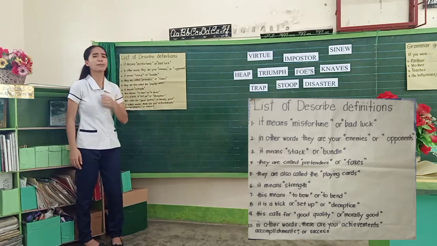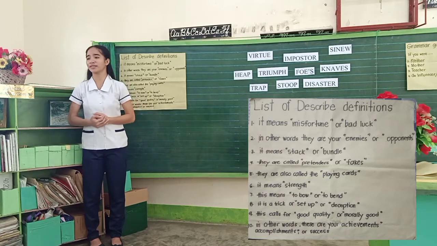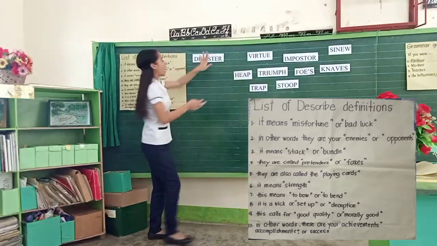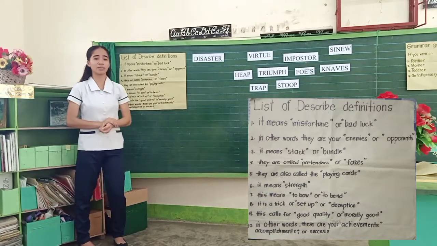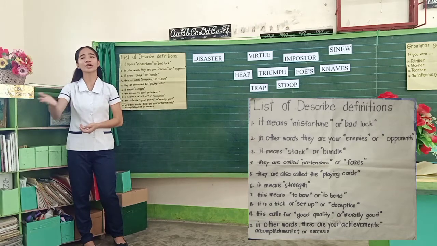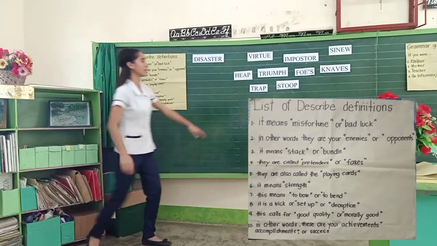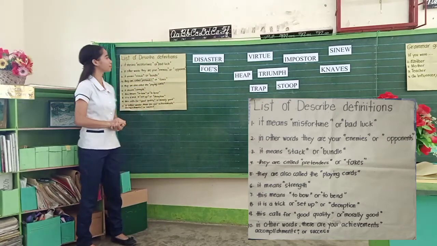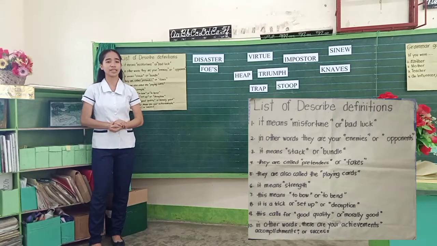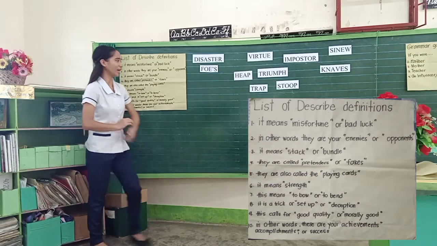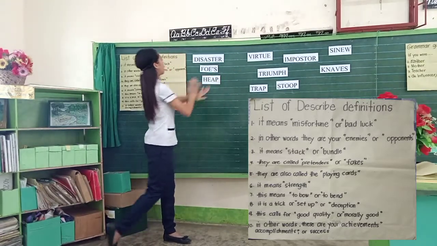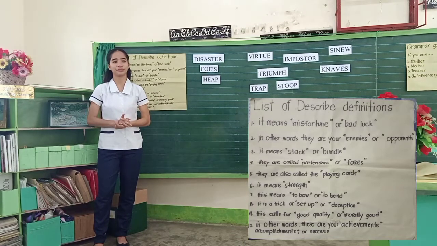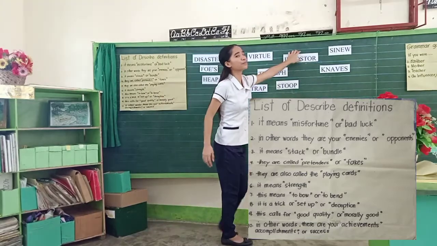Number 1, it means misfortune or bad luck. Yes, group 1. You're right. It's disaster. And number 2, in other words, they are your enemies or opponents. Group 3. Okay, it is fools. Number 3, it means stack or bundle. Yes, group 2. You're right, it's here. Number 4, they are called pretenders or fakes. Group 4. Okay, it is imposter.